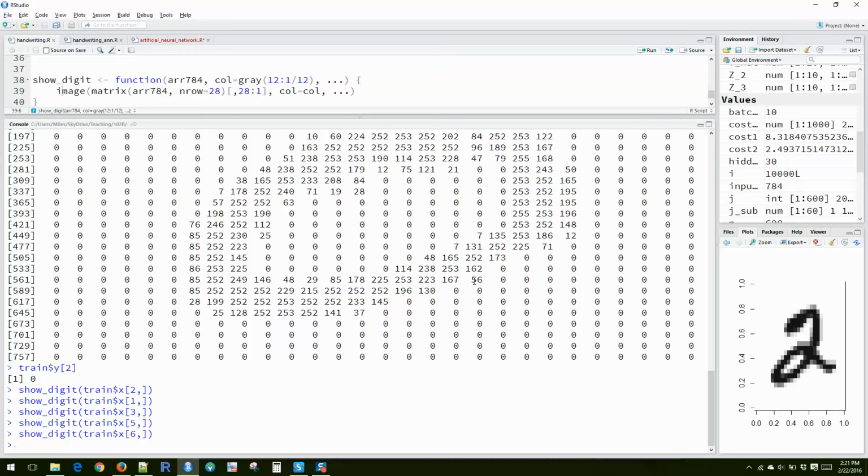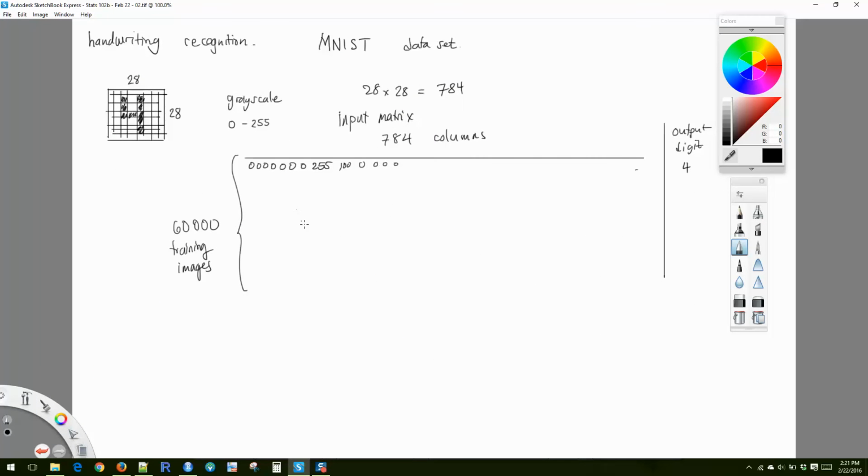Now I'm going to scale all of these to be between 0 and 1. So when we build our network, we're just going to divide everything by 255. We'll have 784 values going in, scaled from 0 to 1, where 1 means it shows up black on the image, and 0 means it shows up white on the image.